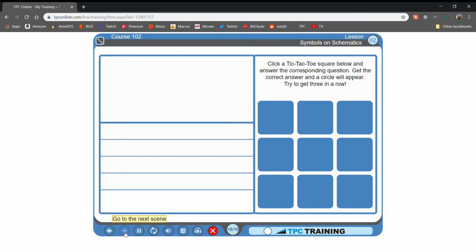Click a tic-tac-toe square and answer the corresponding question. Get the correct answer and a circle will appear. Try to get 3 circles in a row to win the game.